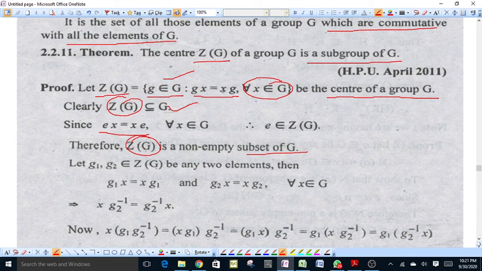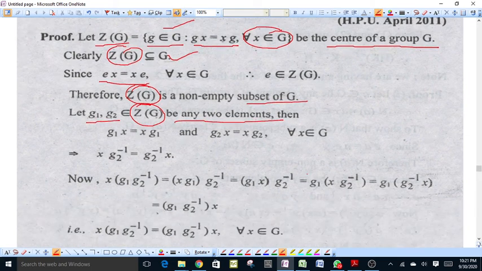Let us take two elements g1 and g2 which belong to Z(G), that is the center of group G, be any two elements of this group Z(G). Then g1x is equal to xg1 and g2x is equal to xg2 from the definition of center of G. That implies xg2 inverse is equal to g2 inverse x.